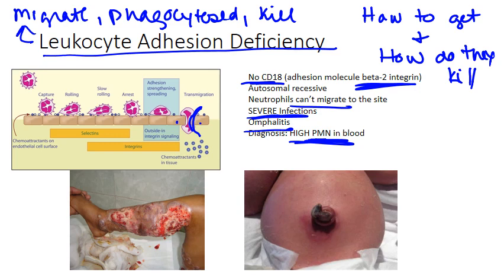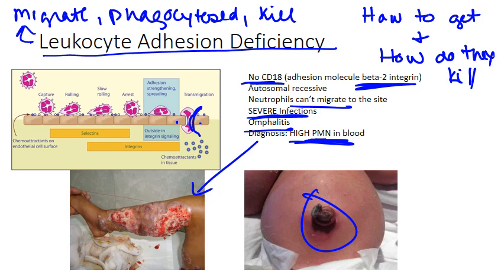LAD usually presents in the first days to weeks of life with pneumonia and sepsis. This is actually a patient with severe life-threatening cellulitis. You can see it's inflamed, but not because of our cells. A striking unique feature of LAD is actually that there is a delay in the separation of the umbilical cord from the baby. The cord should fall off in a couple of days after birth, but in LAD, the cord stays attached for up to 2 weeks, and the umbilicus is severely infected, and this is known as omphalitis, and it's what's shown here.